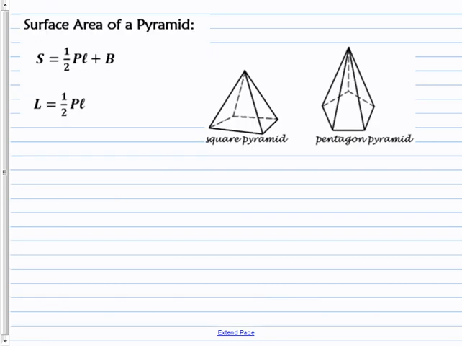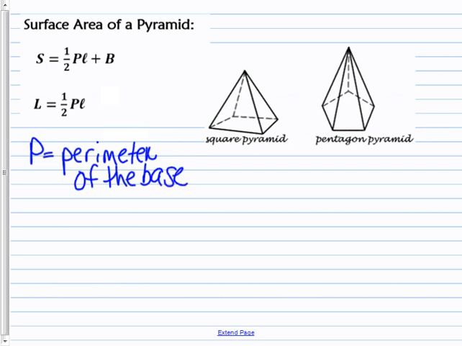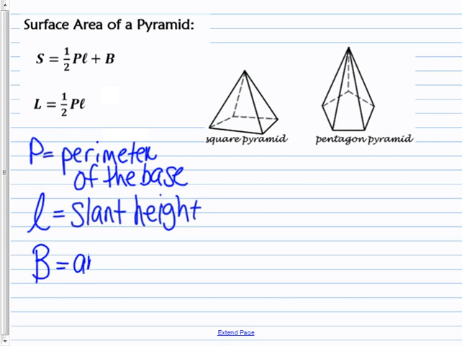Let's get started. The formula for surface area of a pyramid is S equals 1/2 PL plus B. And so that stands for S, surface area, equals 1/2 perimeter of the base times slant height plus area of the base. So P is perimeter of the base, just like it was for surface area of prisms. L, cursive L, is slant height. And big B, capital B, is area of the base.